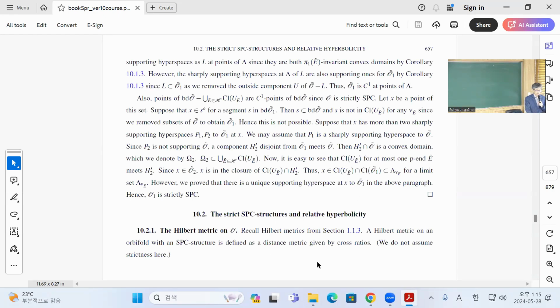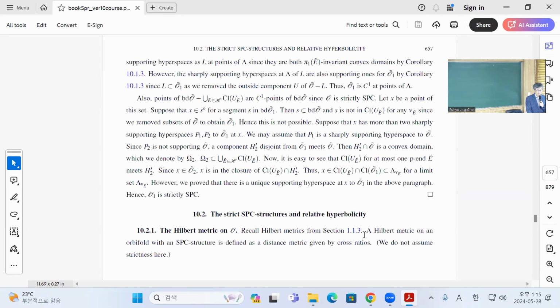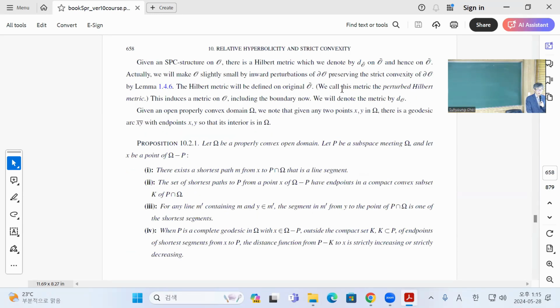So we will go to proving the main theorem here. We recall the Hilbert metric, and the Hilbert metric is denoted like this. The first thing is that if you have a properly convex domain and P is a subspace meeting the interior, and you have any point here, then there's at least a shortest path from X to P that is a line segment.